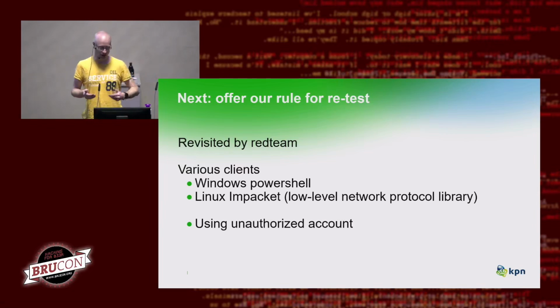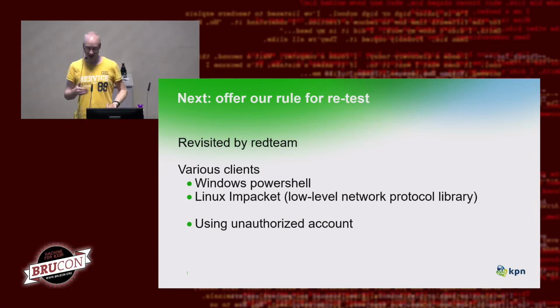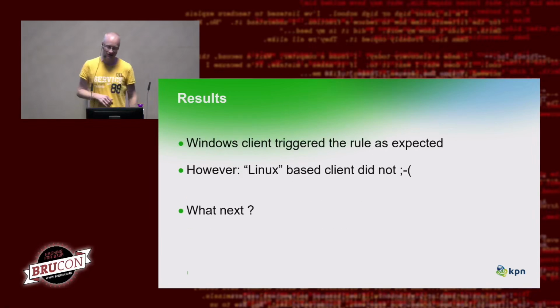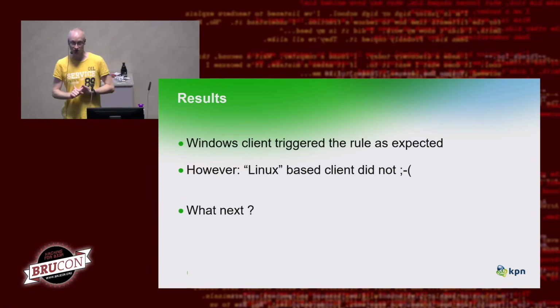So the red team, my colleague, used several clients to test, like Windows PowerShell, like we did before. And he leveraged an open source network protocol library called Impacket. And again, he used an unauthorized account. And from these tests, it appeared that the Windows client triggered the rule as expected. However, using the Linux client, using the open source library, it did not.